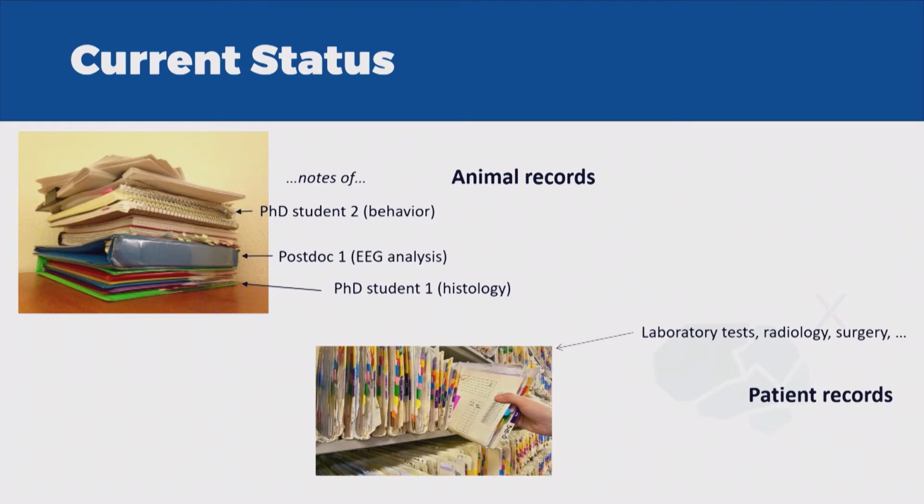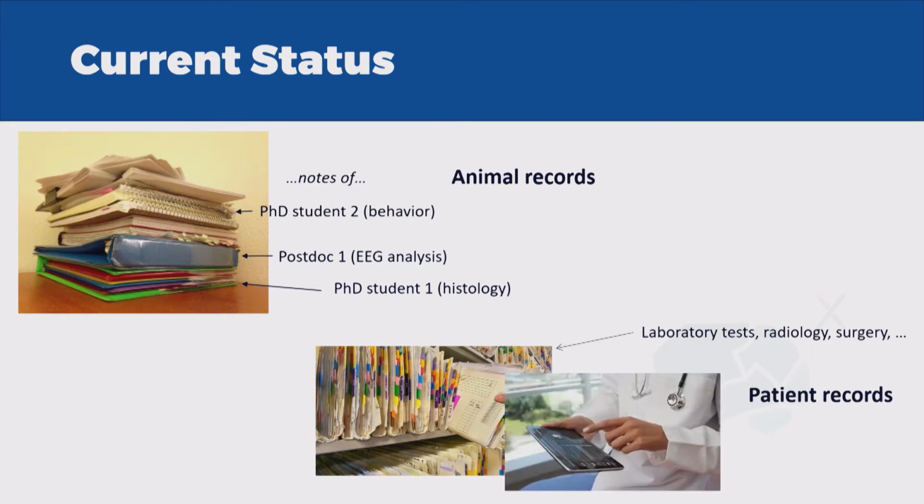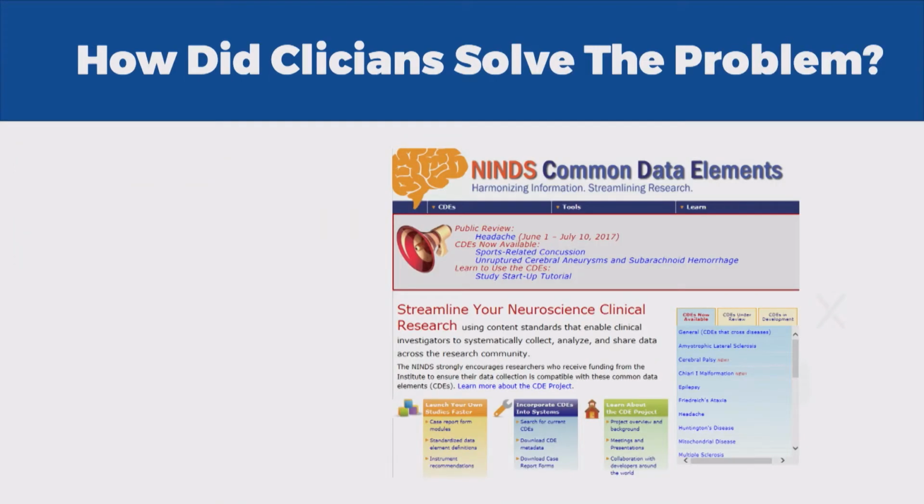In clinic, of course, it has been much more organized, and what it tends to be these days is that our patient records are electronic. So to make progress, we were wondering what to do, and we were thinking, how did the clinicians solve the problem? And what we have heard today, it doesn't seem to be as straightforward on the human side either.